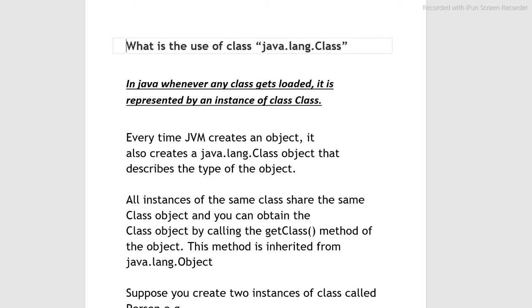Now when the JVM is creating an object, it also creates a java.lang.Class object that describes the type of the object. All instances of the same class share the same Class object, and you can obtain the Class object by calling the getClass method of the object. This method is inherited from java.lang.Object.